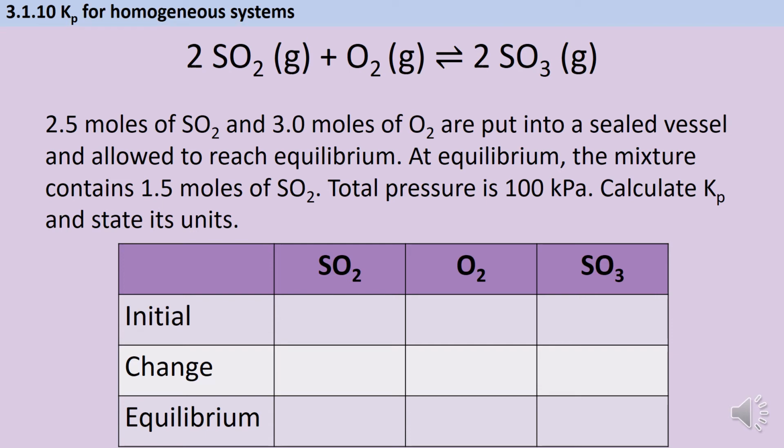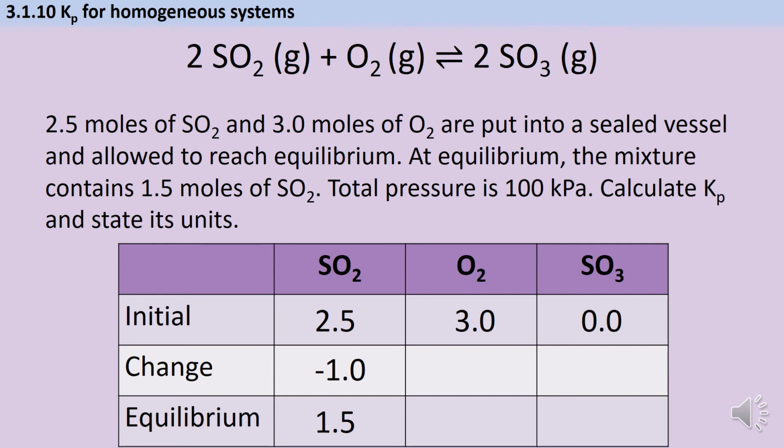Here's my ICE table. So I've got all of the different components of this reaction at the top, and then I've got my initial, my change, and my end or equilibrium. So from the question, I know that there are 2.5 moles of sulfur dioxide at the start and 3.0 moles of oxygen, and they haven't said anything about the sulfur trioxide, so I assume that there isn't any at all. Now, at the end of the reaction, there is only 1.5 moles of sulfur dioxide left, and that's a change of 1 mole.